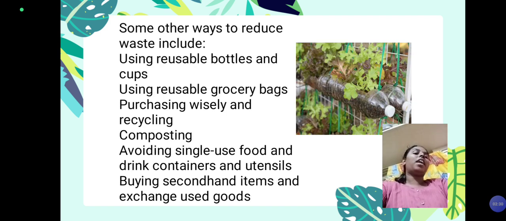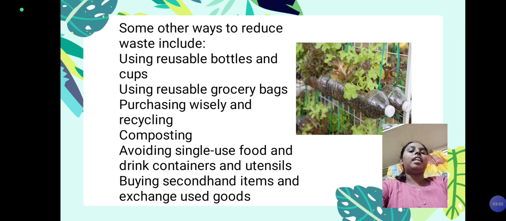Some ways to reuse the waste are as shown in the figure. We can use reusable bottles and cups, so we can use this plastic bottle and plant plants in it, which is one way of reusing the waste. And we can also use reusable grocery bags instead of single-use bags. Reusable grocery bags will also help in reducing the waste.